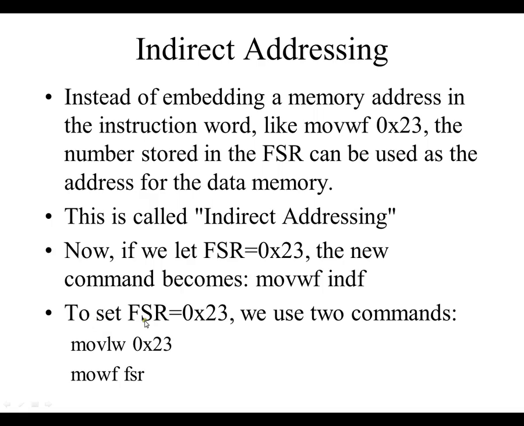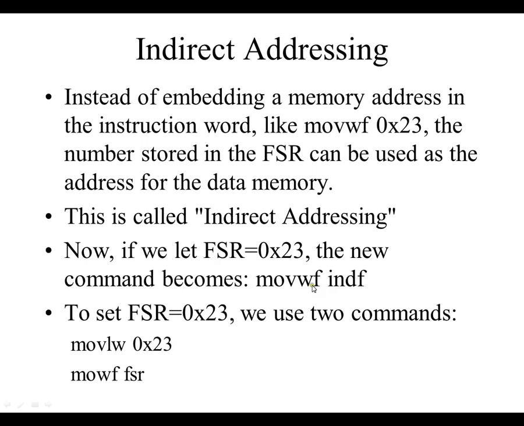Okay, so to set the file select register to 23, we have to use two commands. Initially, you use two commands, and then after that, you can just increment the file select register. So that's how you get the advantage. To initialize the file select register equal to 23, we just use move literal to W 0x23. Remember, 0x just means this number is in hexadecimal. And then move WF FSR. And again, FSR needs to be declared as well, and I'll show you in a minute how to do that.